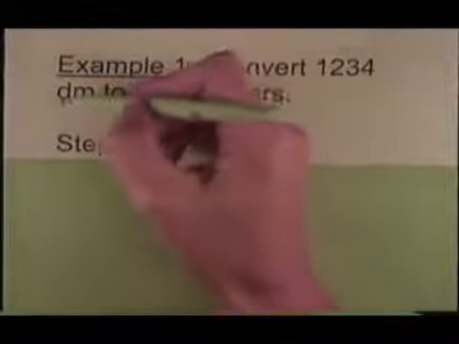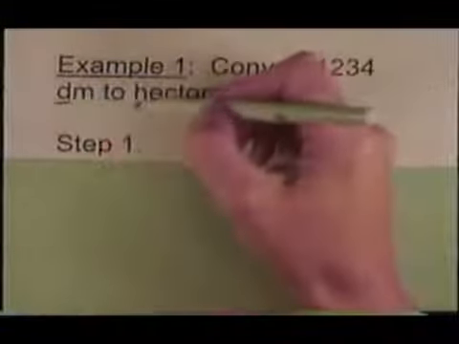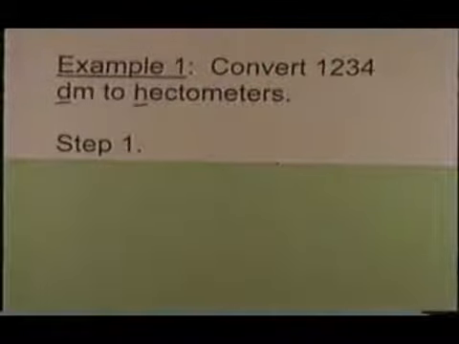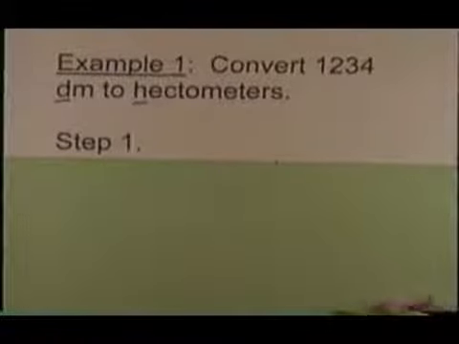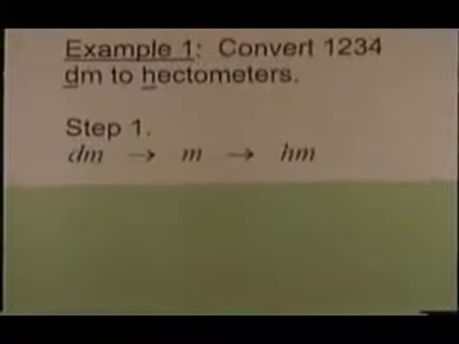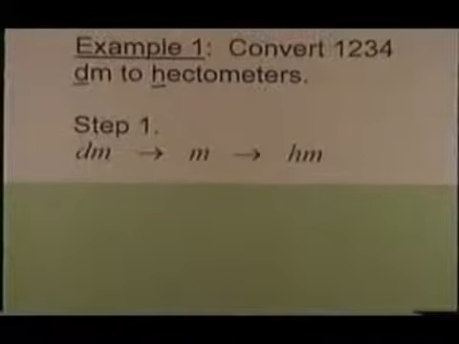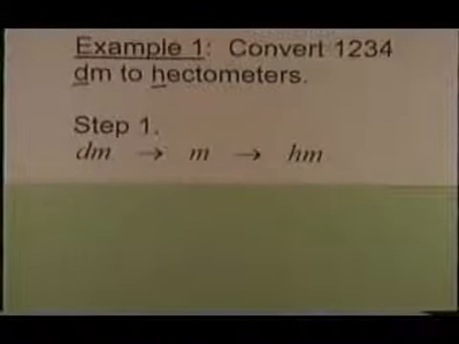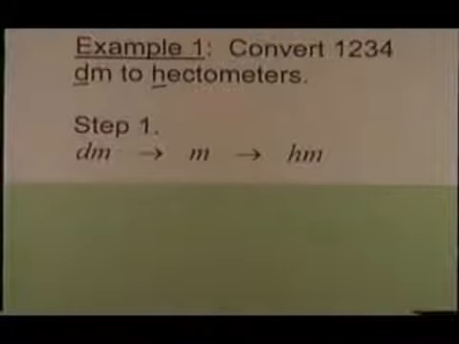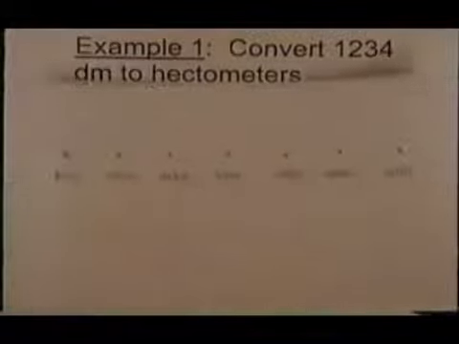Well, decimeters has a prefix, and so does hectometers. So we're going to have to go from decimeters to meters, and then meters to hectometers. So that's what I've written here. This is my plan. Decimeters to meters, meters to hectometers. Now, before we proceed with step 2, that requires us to know the conversions for decimeters and meters and hectometers. So I'm going to demonstrate that again.